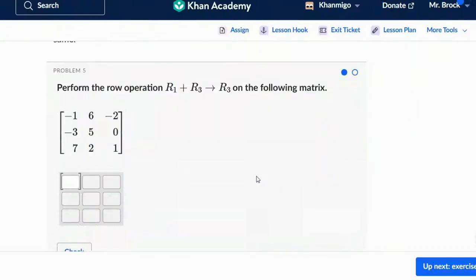Okay, so let's see if we can do that. And there's 2 problems right here because it shows there's a second one right there. So let's look at the first one. Perform this operation. Row 1 plus row 3 becomes the new row 3, which means what is our new first row? Let's do the first row first. What happens here?